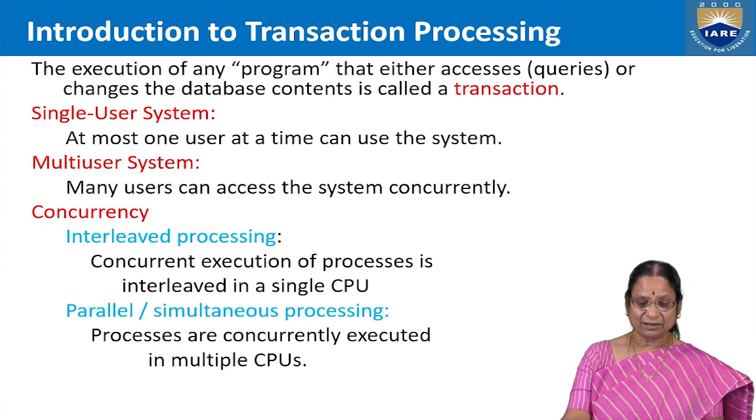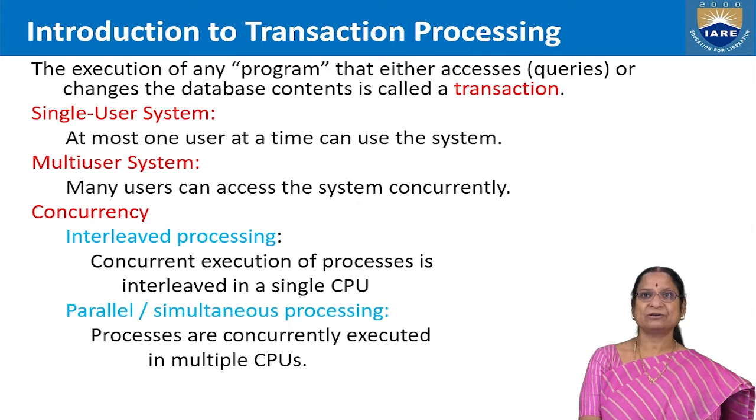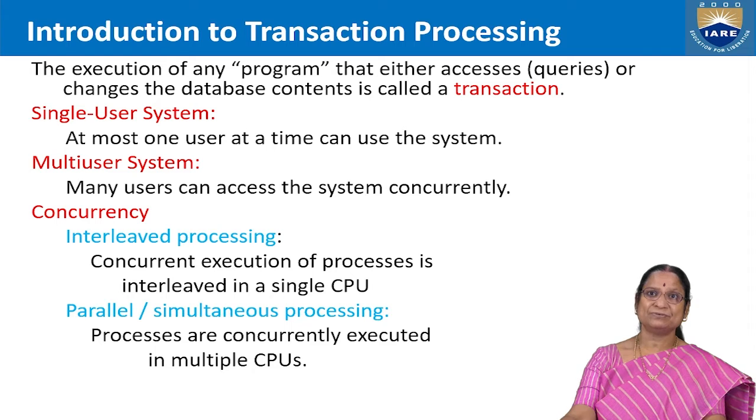In parallel or simultaneous processing, multiple processors will be there, and the processes are concurrently executed on multiple CPUs. So when concurrent processes are there, it may be interleaved or it may be parallel or simultaneous, depending upon the number of CPUs available.